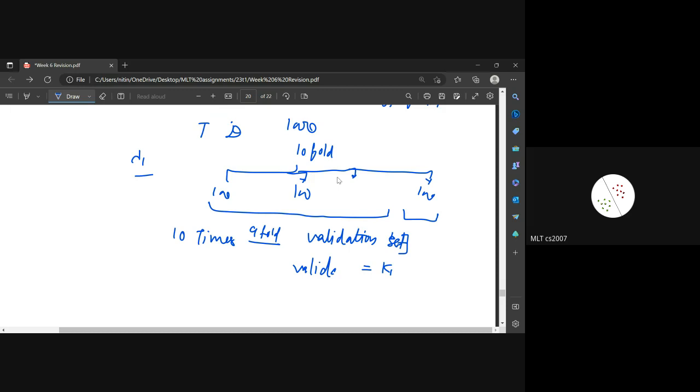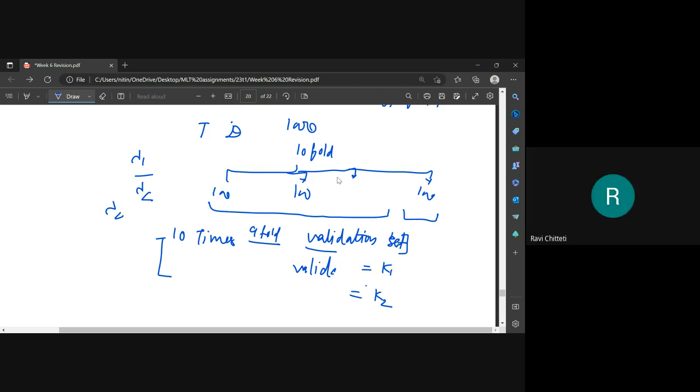Similarly, you choose a different value, lambda 2, and do the same procedure. You divide your data set into 10 folds, train 10 models, and find the validation loss for those 10 models. Take the average, and that will be the validation loss for lambda 2. Again, you do this for lambda 3 and a bunch of lambdas, and you choose the lambda which gives the least validation loss. That's how you find it using k-fold cross validation.